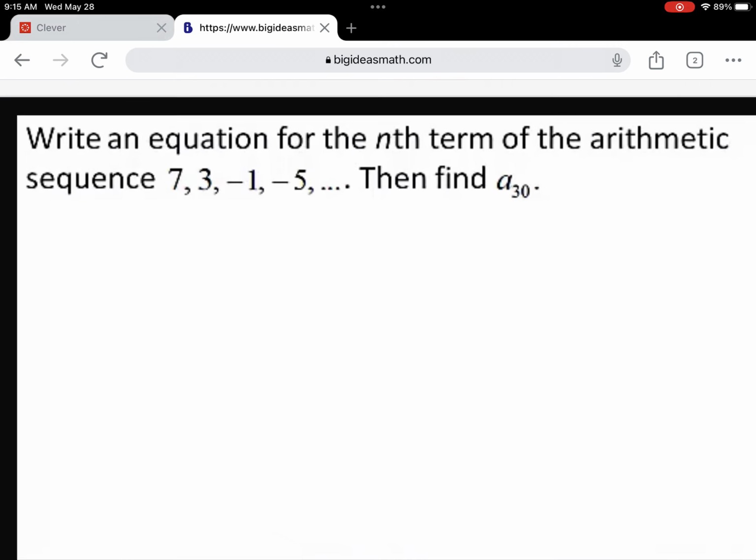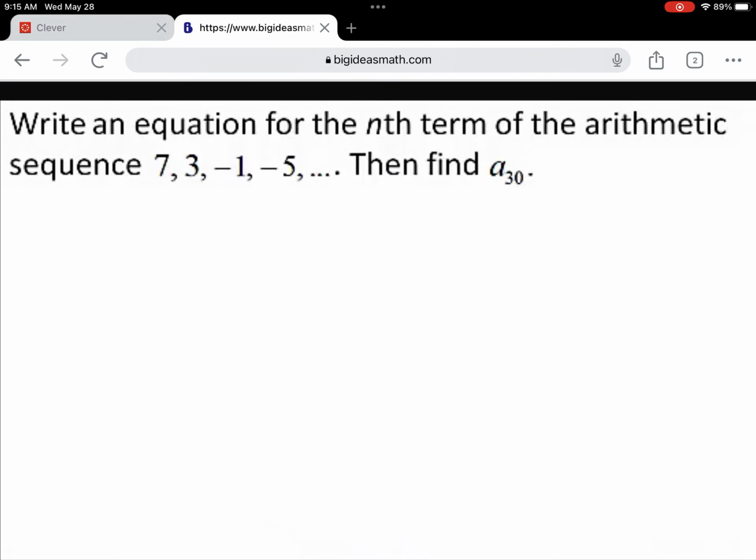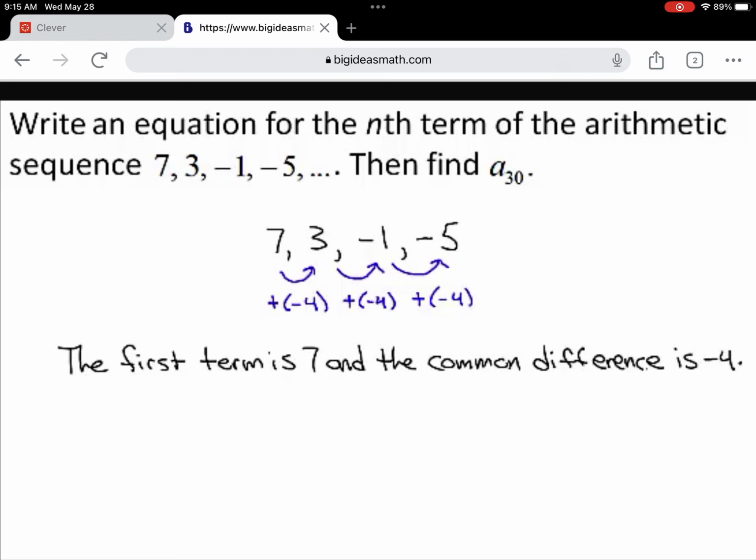Write an equation for the nth term of the arithmetic sequence 7, 3, -1, -5. Then find a sub 30. First find the common difference. The difference between 7 and 3 is -4. The difference between 3 and -1 is -4. And the difference between -1 and -5 is -4. So the first term is 7 and the common difference is -4.